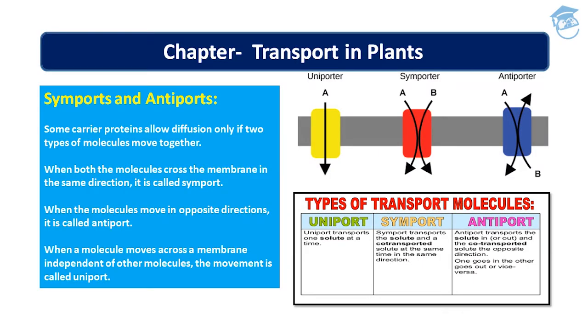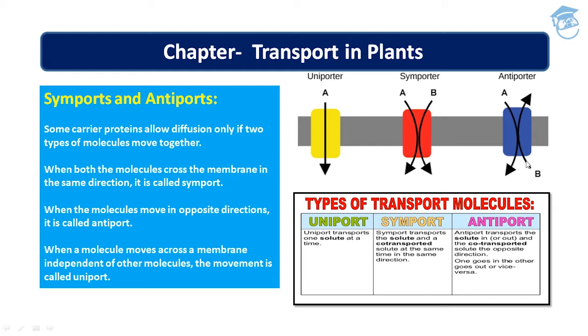Now we'll talk about symports and antiports, students. Some carrier or transport proteins allow diffusion only if two types of molecules move together. In symport, both molecules cross the membrane in the same direction. See, these are the two molecules A and B which are crossing the membrane in only one direction. So symport transports the solute and a co-transported solute at the same time in the same direction.